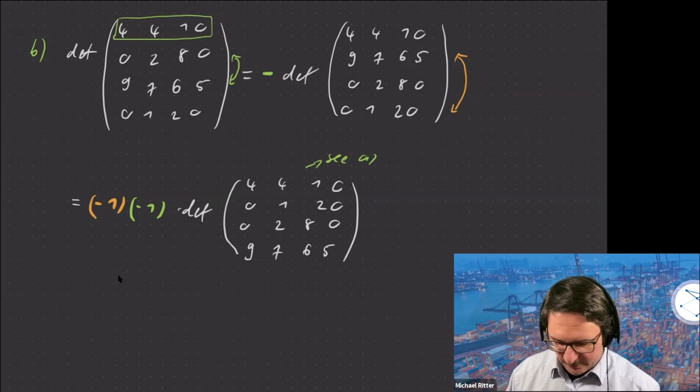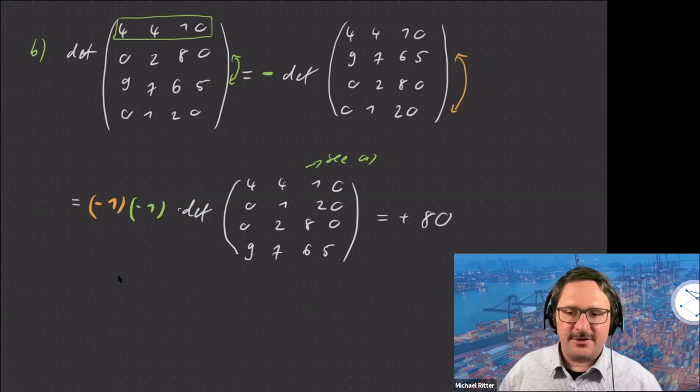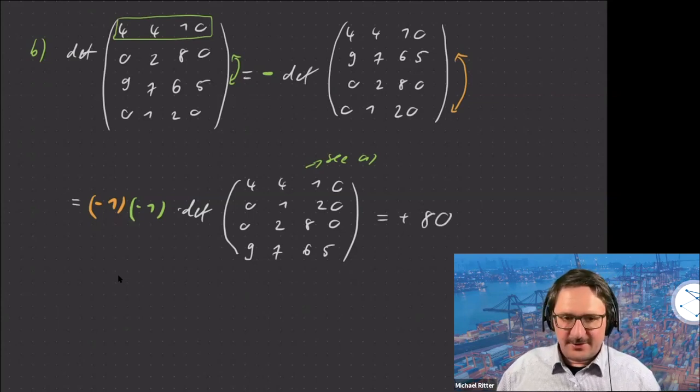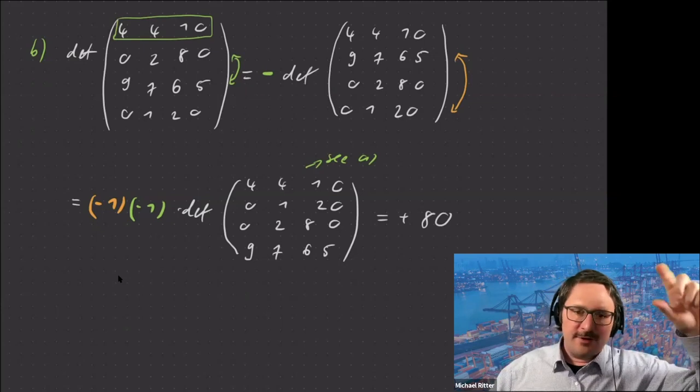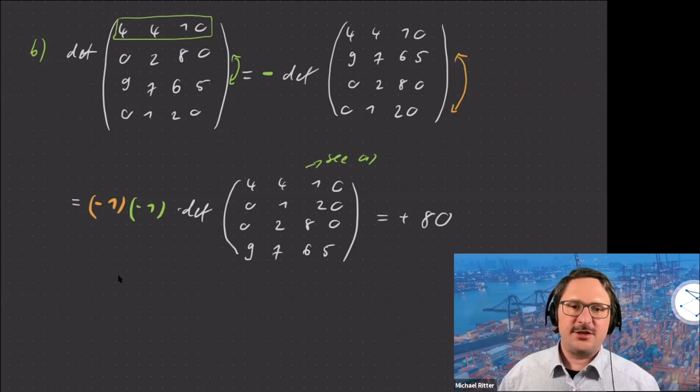So we have minus 1 times minus 1, that's plus 1 again, times this old determinant. So what we get is plus 80 once again. The value is the same as it was in A. Okay, so remember if you flip rows or also columns, then you have to change the sign of the determinant. Otherwise, you're free to do that. Questions?